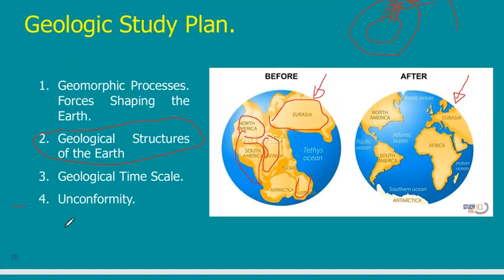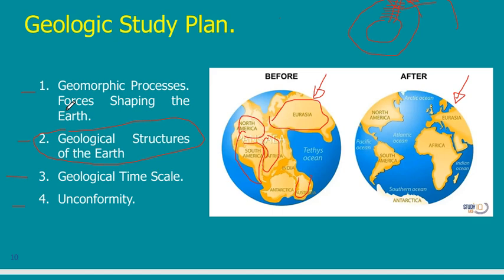By the way, this study plan is very, very important, because if you don't understand this, it means that you are just studying scattered information. I don't want you to study scattered information. I want you to know each chapter we are studying, why we are studying it, because we are building up information. We start with the geomorphic process that shapes the earth from the start till now.